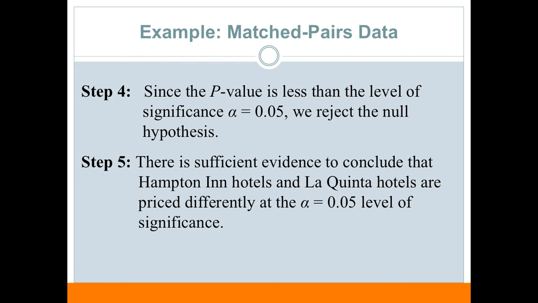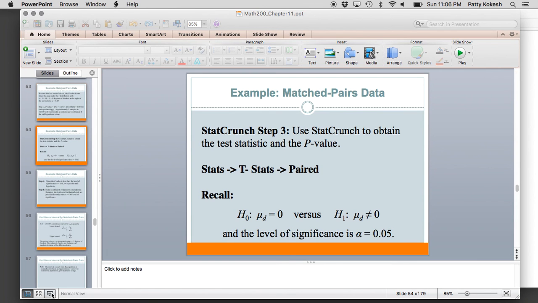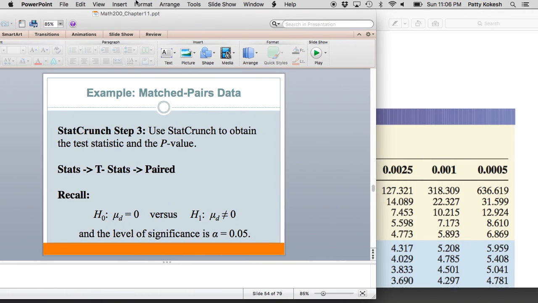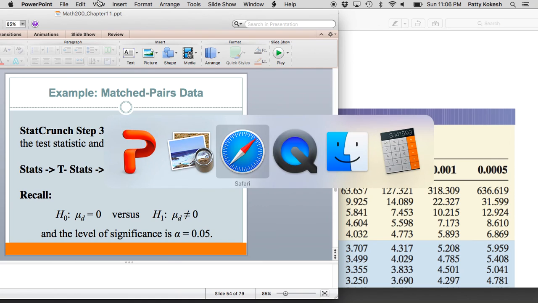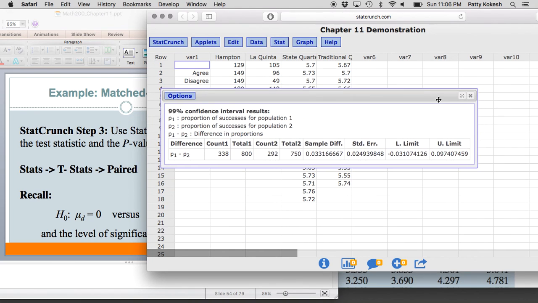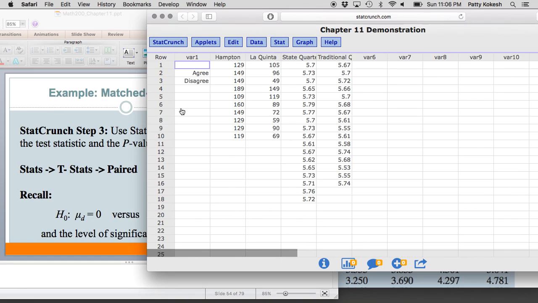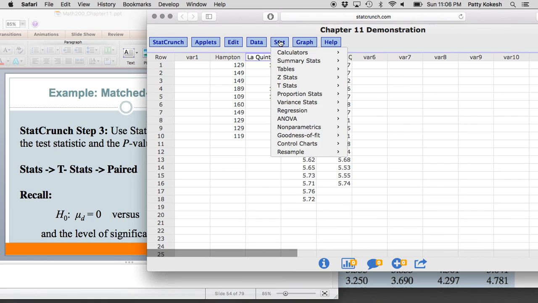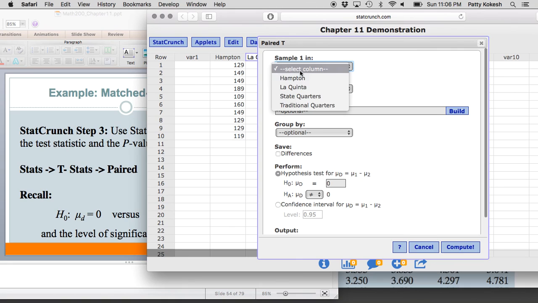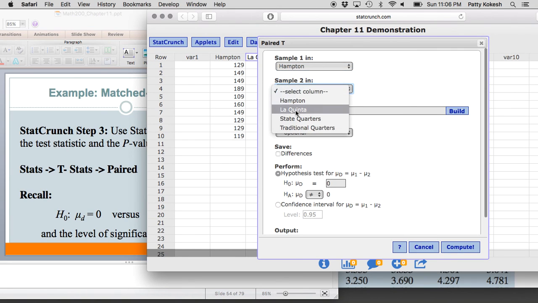Now, I want to go back one slide and show you how to do this in StatCrunch as well, because it's very easy. So let me move this out of the way a little bit, pop open StatCrunch. You'll notice I already have my data in here, and this should not say agree, disagree. This is a typo here. But if you look, I have Hampton prices and La Quinta prices. So I'm going to go into Stat, T Stats, and I have paired data. My first sample was Hampton. My second sample was La Quinta, so I just select those.